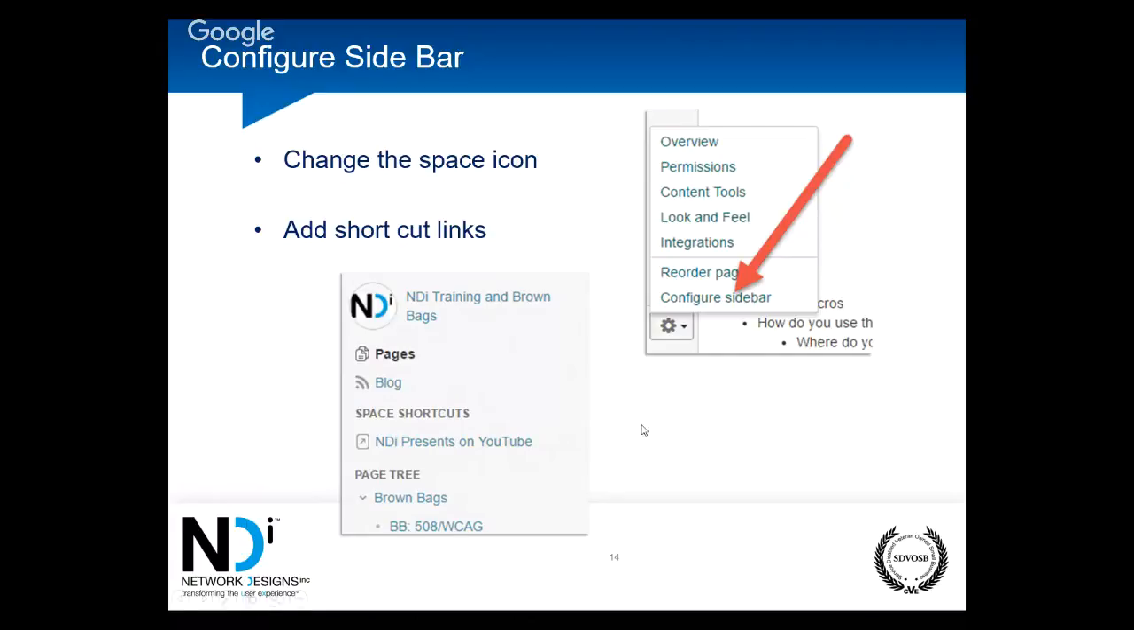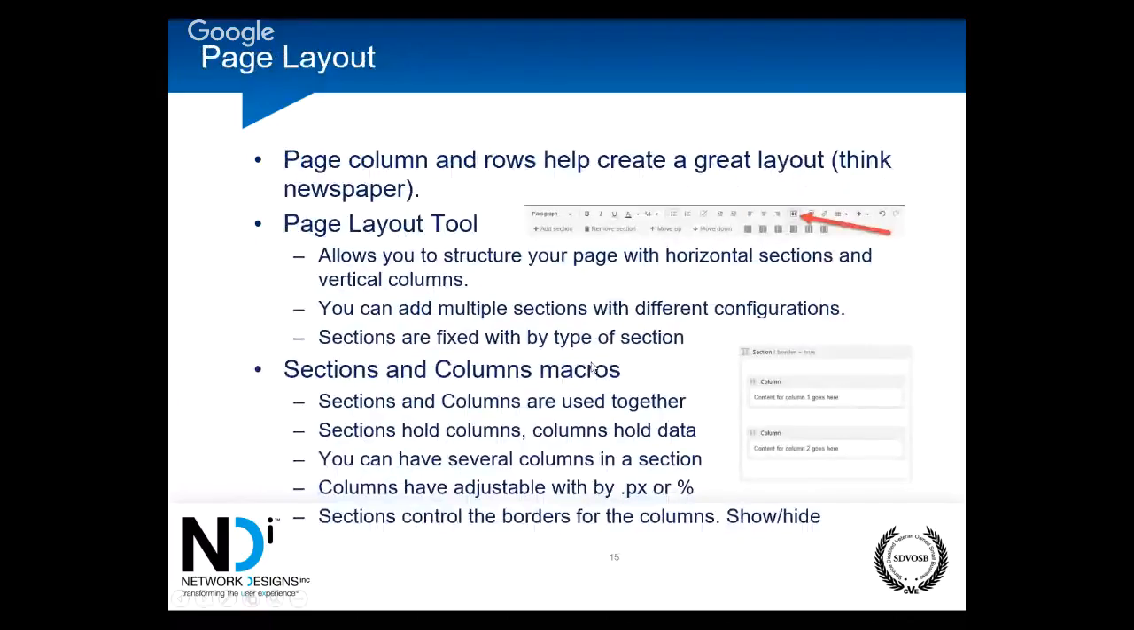All right, we're rolling along pretty well. Let's see. Okay, page columns and page layouts. So the page layout component is pretty simple. The columns and rows help you create layouts. If you think about newspapers, how a newspaper lays out its pages, right? So you've got columns, and then you've got sections, and you've got rows. So the page layout tool gives you that same kind of layout ability.